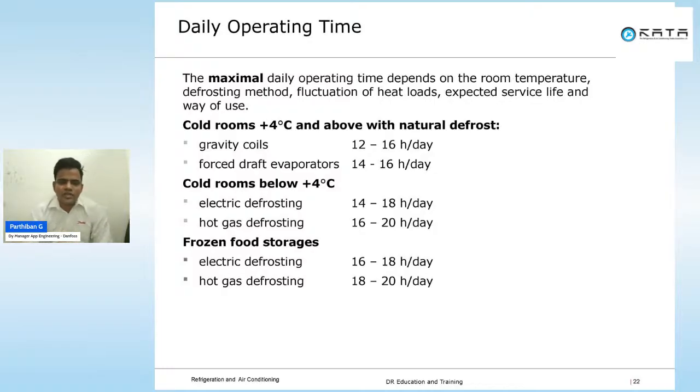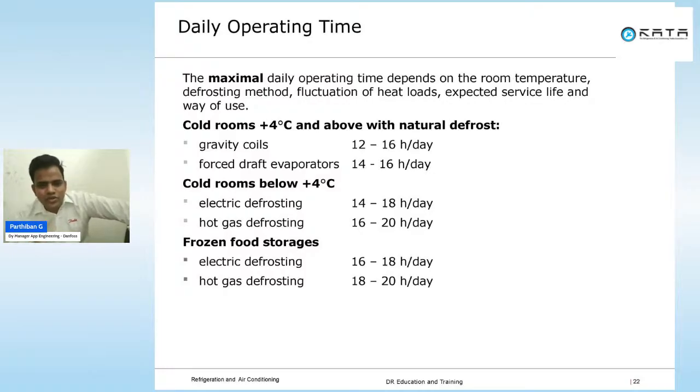What we generally follow, you can see here, for cold storage which is 4 degrees Celsius and above, where you are going to maintain a temperature of 4 or above: if it is a gravity coil, then we consider 12 to 16 hours per day. Gravity coils means there is no forced air, there is no blower. If it is a forced draft evaporator, you will have a blower which will blow the air, so that will circulate the heat across the room. So for forced evaporators we consider 14 to 16 hours. Gravity coils it's 12 to 16 hours. So this is the pull down time we generally consider.